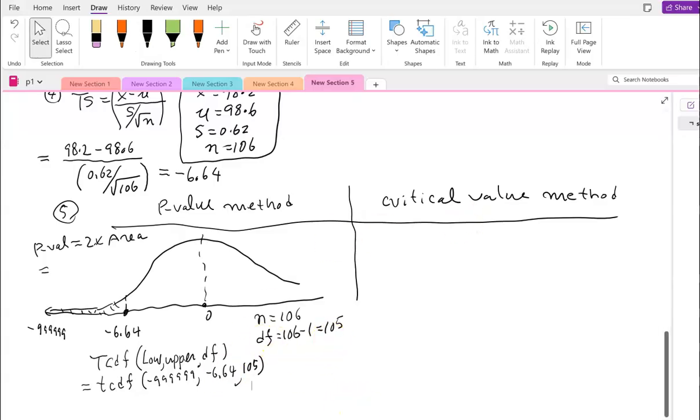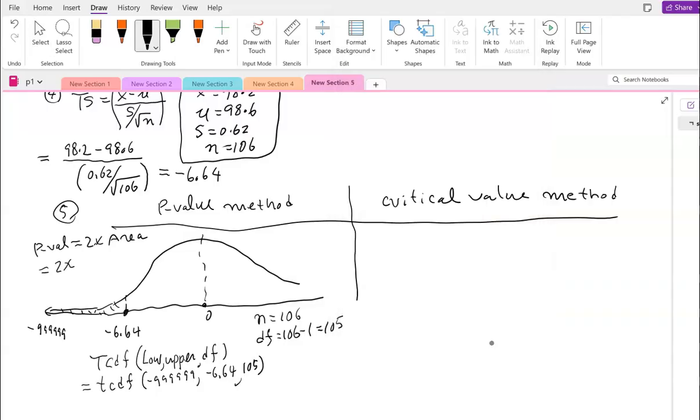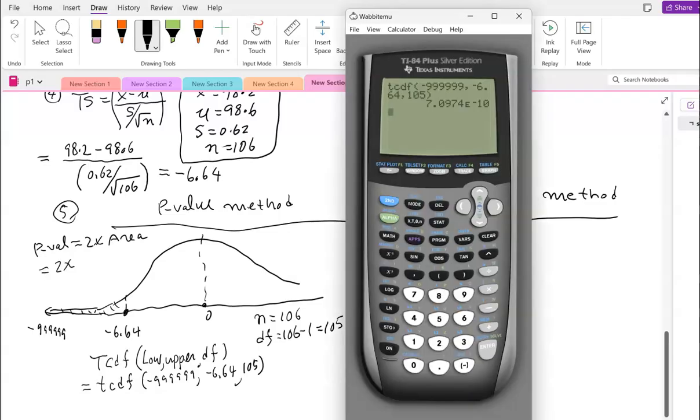So let's put those in. Okay. TCDF, hit enter, and then negative 999,999, comma, negative 6.64, comma, 105. Okay, so when you enter, you have that area, but this is 2 times this area.